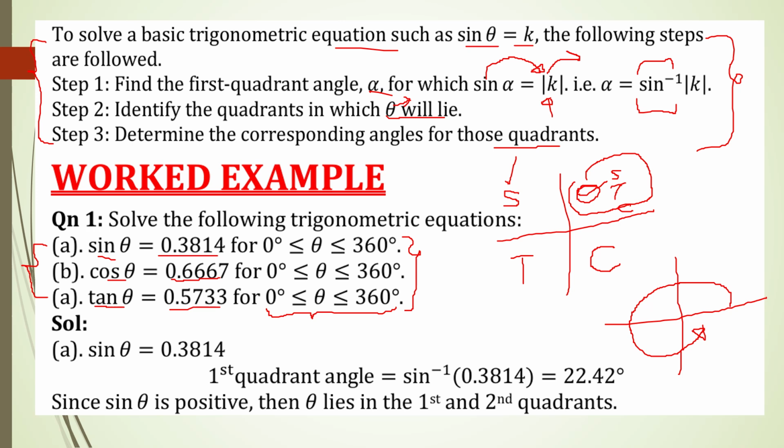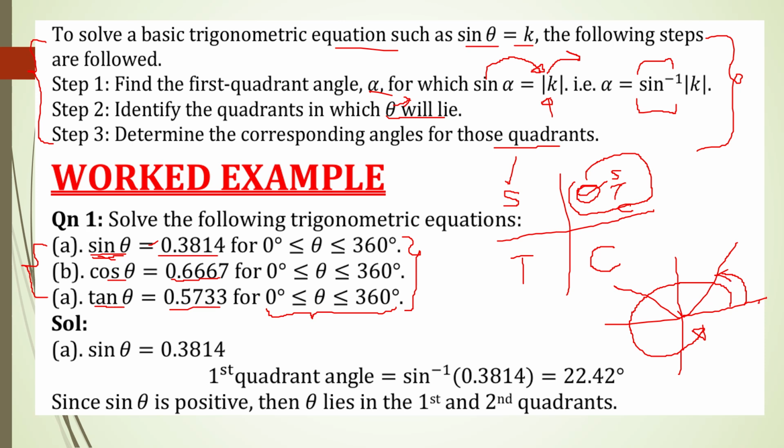And since every value here is positive, that means that sine theta, we are getting an angle from a region where sine is positive. Remember that the first angle you're going to get is always going to be coming from this region in the first quadrant.